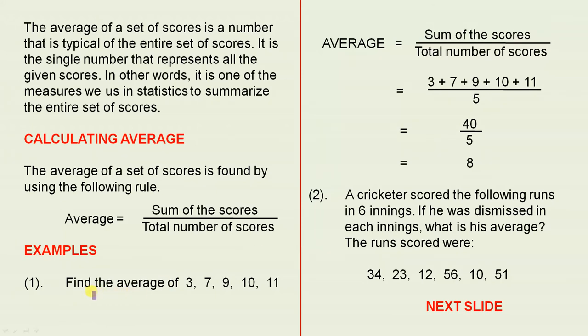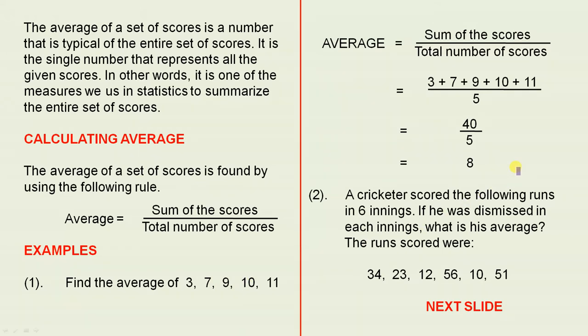Number 1. Find the average of 3, 7, 9, 10 and 11. So using the rule, we see that the average is the sum of the scores over the total number of scores. Sum means addition, so we add all the scores up, and we have 5 scores. So when we add all the scores up, we have 40. We divide by 5, which is the total number of scores, so that gives us 8. So the number 8 basically represents all of those scores.